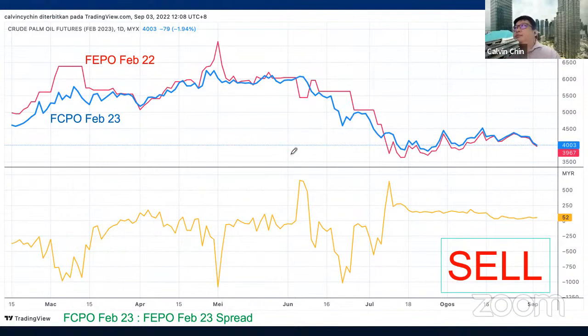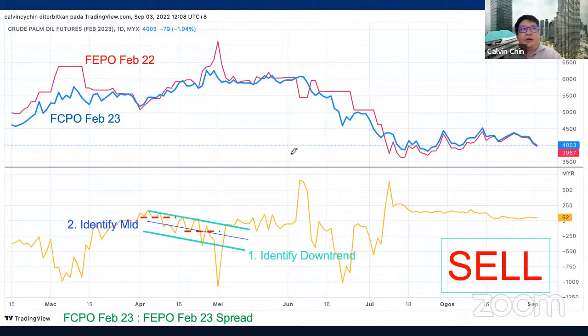Okay. Next, we talk about sell. Same process. Identify market structure first. It's downtrend. Next is identify the midline.